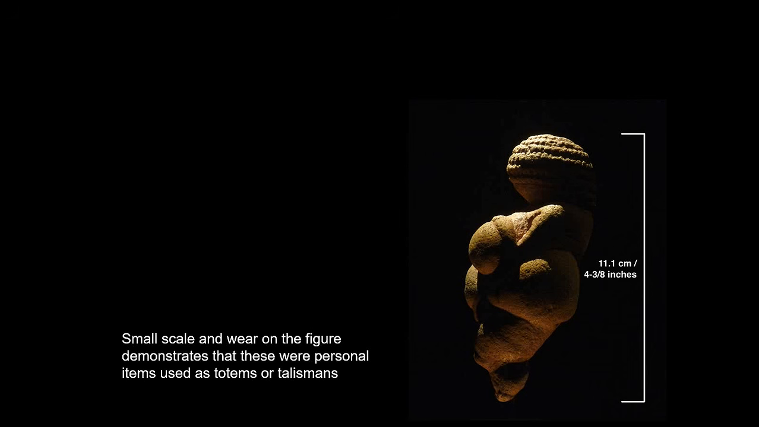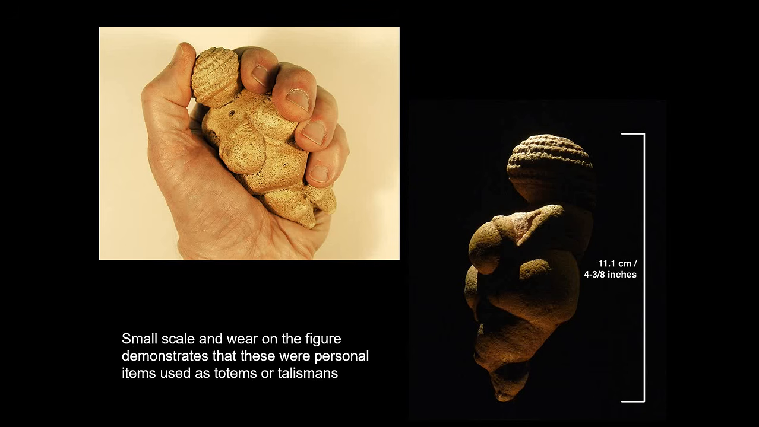One of the things that we know about these is that they're very small. The largest of these is only about 4 or 5 inches tall. Here you can see that this one is only a little over 4 inches tall. In fact, it fits very well into the hand. And that suggests that these were personal items, that they were probably totems or talismans. There's evidence of wear. You might even call these worry dolls.